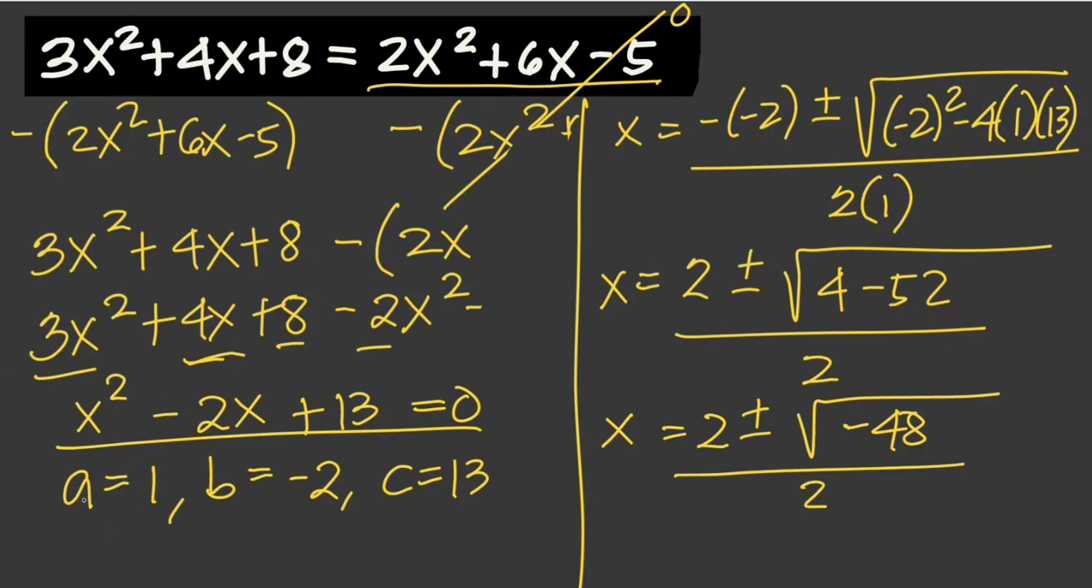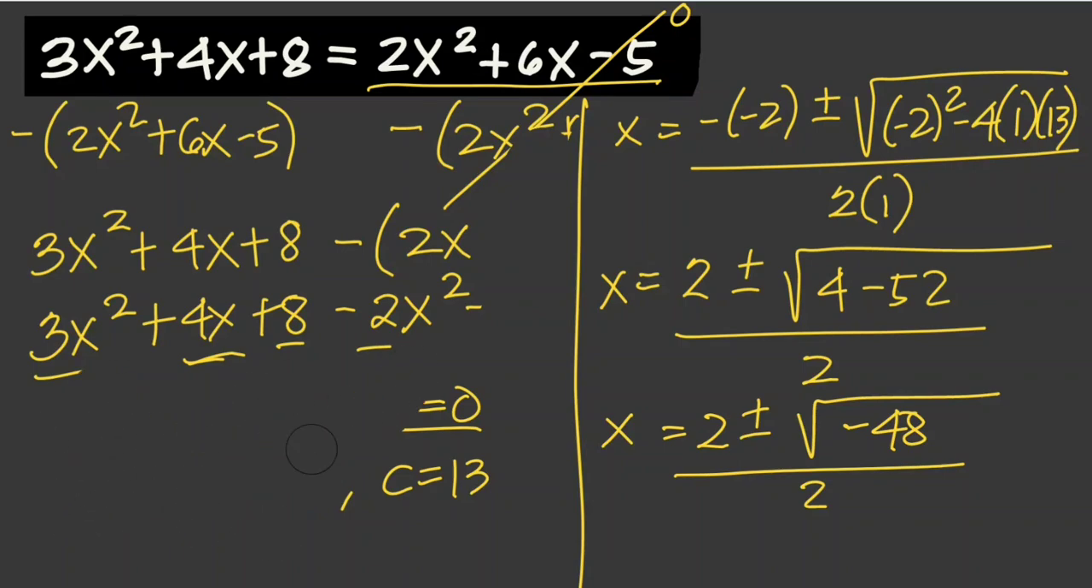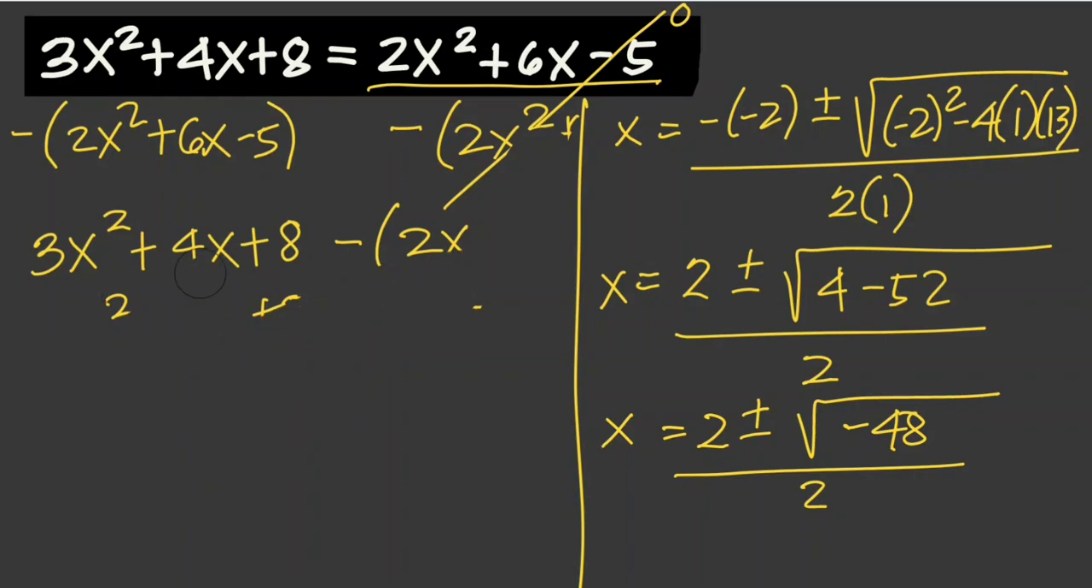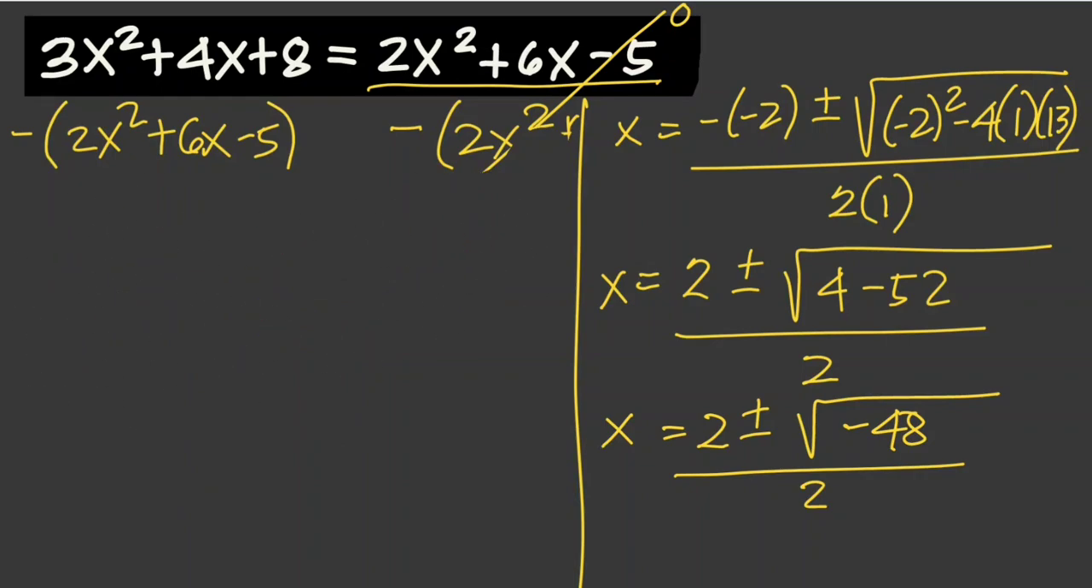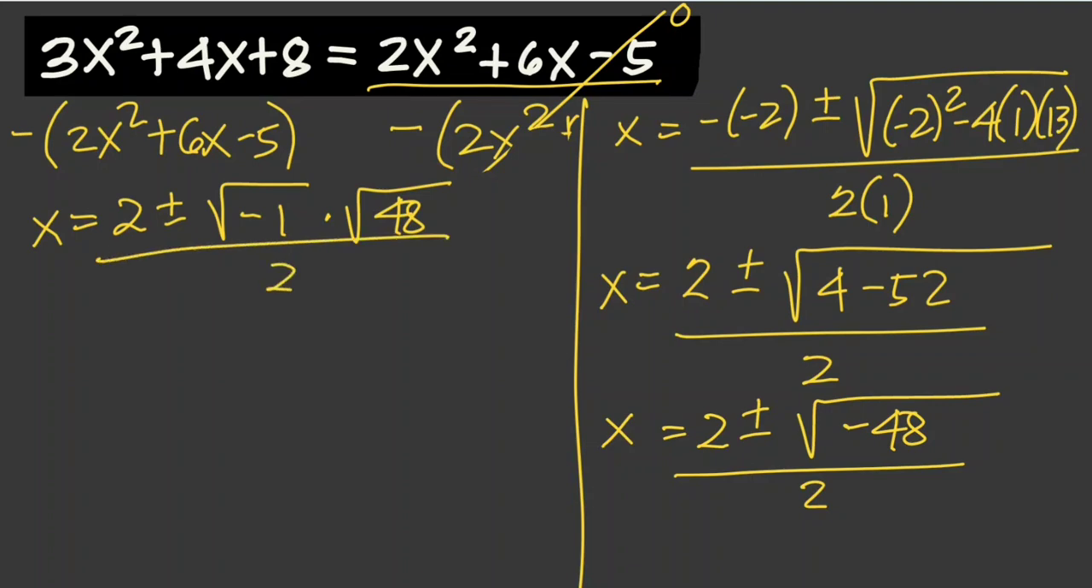So when we simplify the root, we will get an imaginary number, a complex number. So that would be x equals 2 plus minus square root of negative 48, which can be written as square root of negative 1 times square root of 48, over 2. And from our previous lesson, the square root of negative 1 is just equal to i, the imaginary number. So this is 2 plus minus i times square root of 48 over 2.